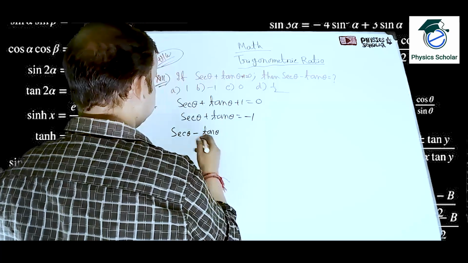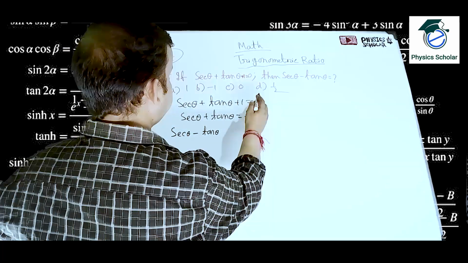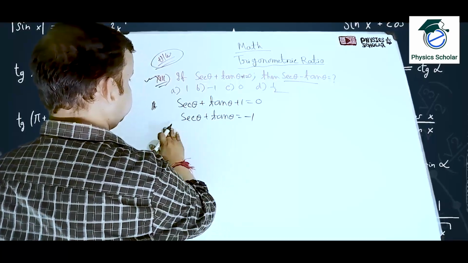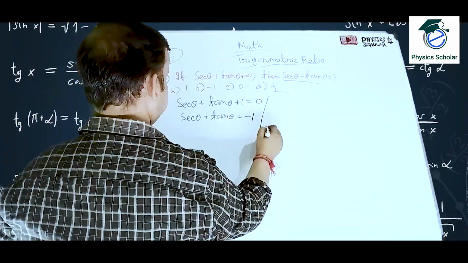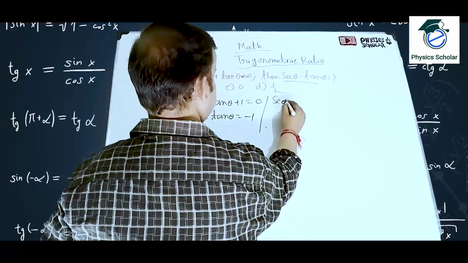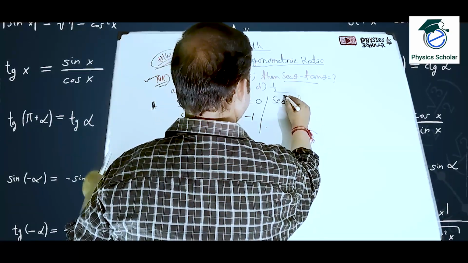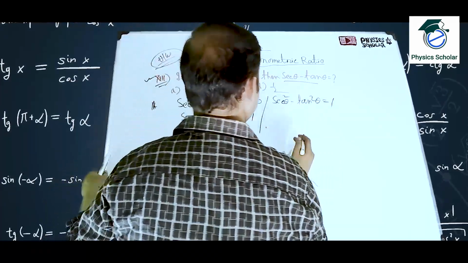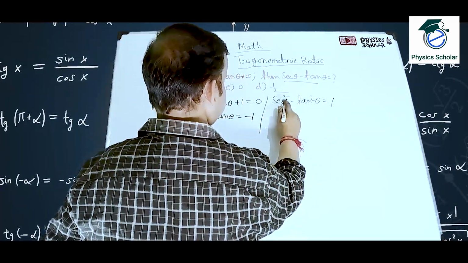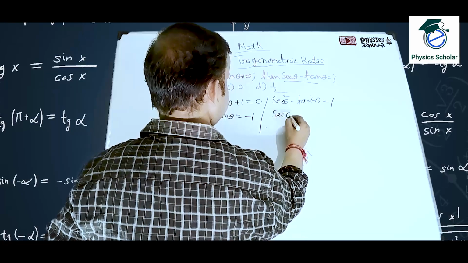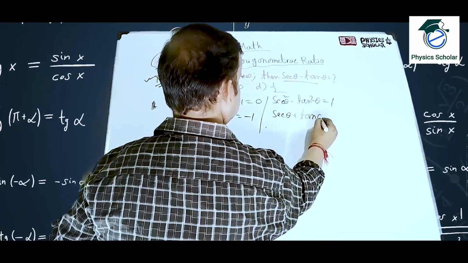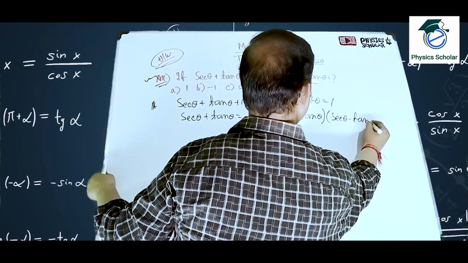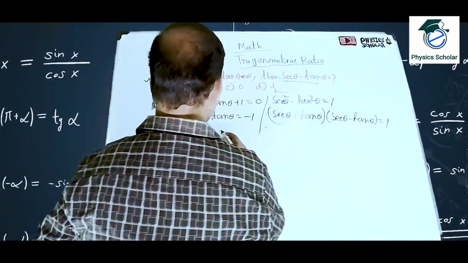So here sec theta plus tan theta is equal to minus 1. So what do we know? What we have to find out is sec theta minus tan theta, right? So now what do we know? Sec square theta minus tan square theta is equal to 1. That is the formula. Sec square theta minus tan square theta is equal to 1. This is a square minus b square. So what is the formula? A plus b into a minus b is equal to 1. So what is the value?